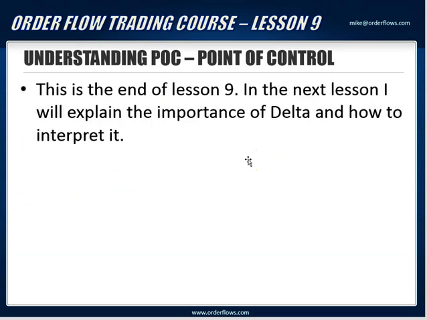Okay, so that's the end of lesson 9, point of control. In the next lesson, I will explain the importance of delta and how to interpret it. Delta is something that's extremely unique to order flow that you're not going to find on normal bar charts, normal candlestick charts. And it's very powerful, especially if you can sort of mesh it in with a couple other analysis, like point of control. And once you understand delta, it's going to really make your trading much better and more powerful.